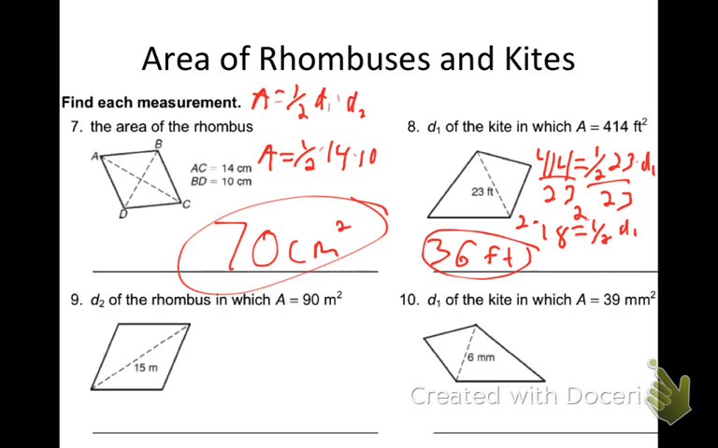Nice job. Take a couple seconds, try numbers 9 and 10 on your own. Number 9. Find D2 of the rhombus in which the area is 90 meters squared. What do you get for the second diagonal? You get 12 meters. Nice job. Again, you would do 90 equals 1/2 times 15 times D2. And you can multiply by 2 and divide by 15, or divide by 15 then multiply by 2. Either way. And number 10. What do you get for an answer there?